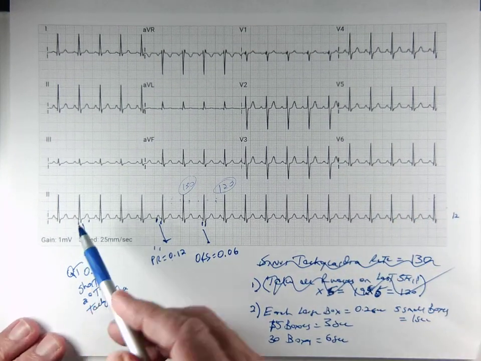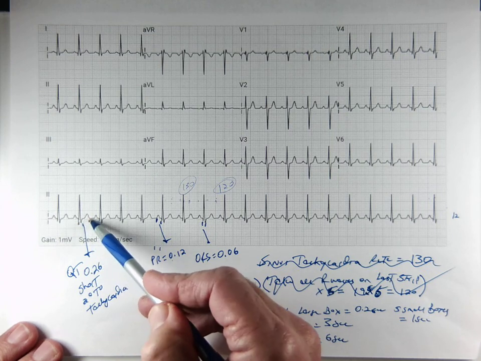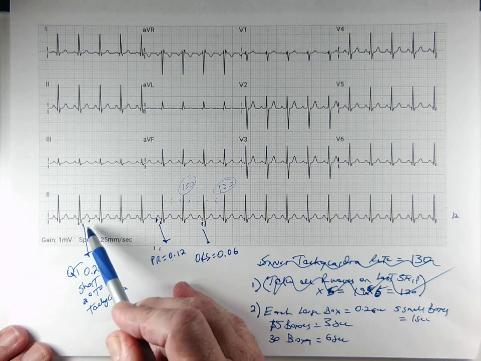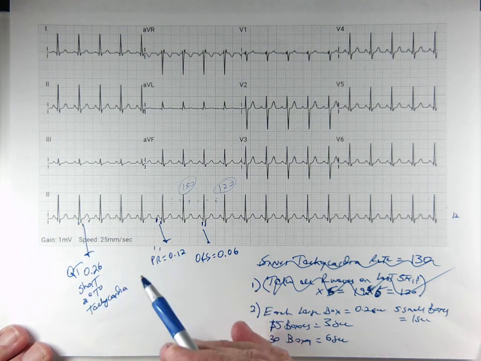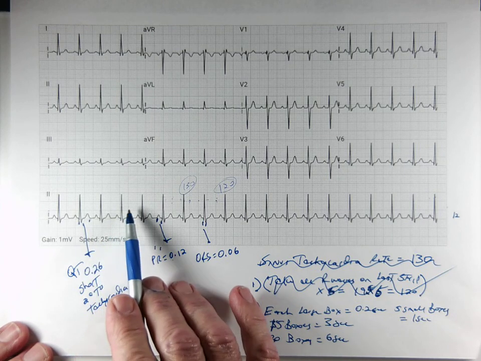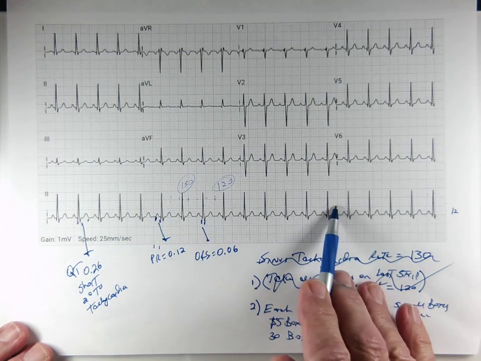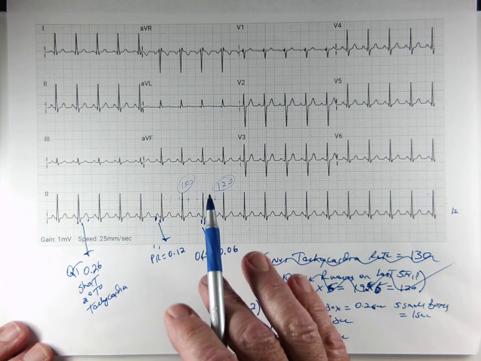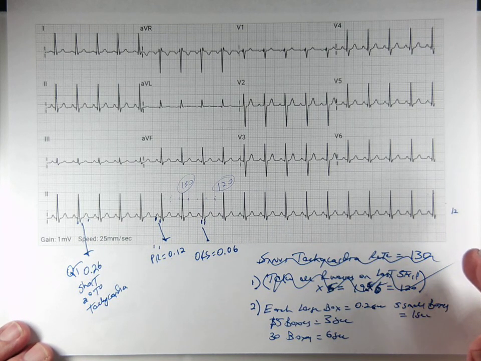And then for the QT, start of the Q wave to end of the T, it was actually pretty short, because then I came down and measured it here, and I got somewhere around 0.26. But remember, the faster the heart rate, and this was tachycardic here, the shorter the QT interval will become normally. The slower the heart rate, the longer the QT, up to a point.